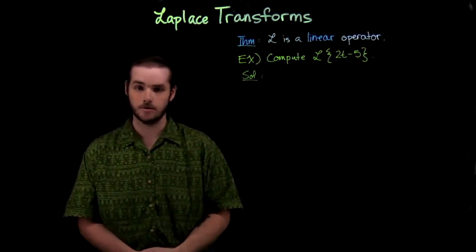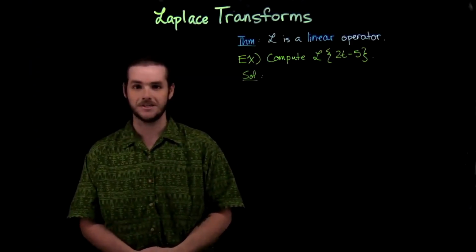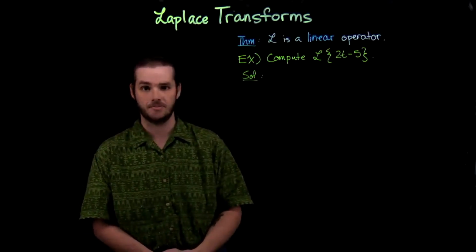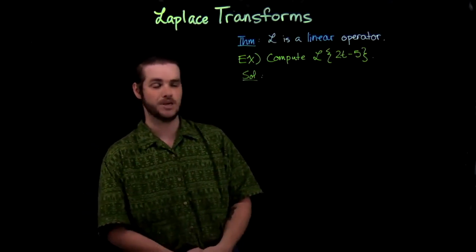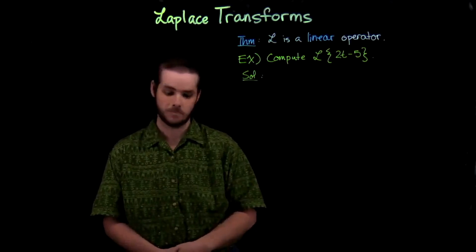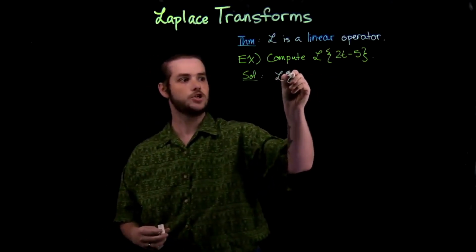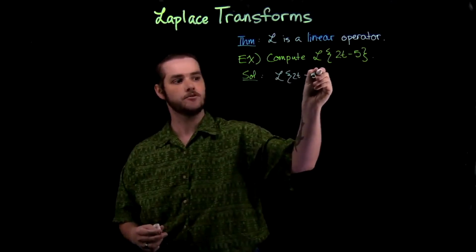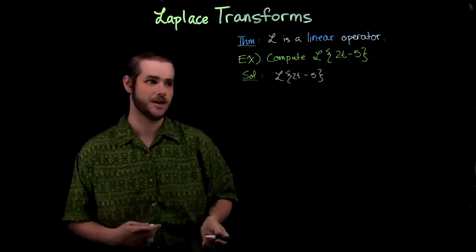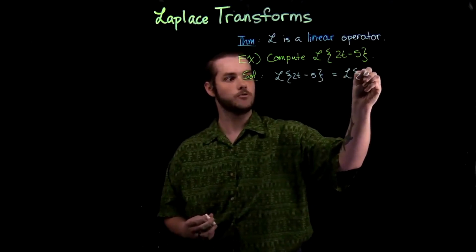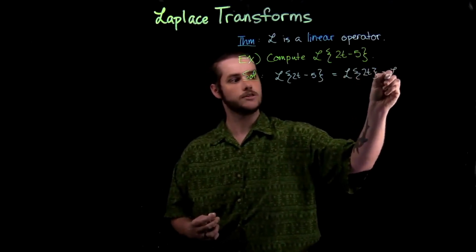Now, because the Laplace transform is an integral at the end of the day, it's actually a linear operator too, which means taking Laplace transforms of more complicated looking expressions isn't always as bad as it might seem. If I wanted to take the Laplace transform of 2t minus 5, for example, because it's linear, I can split it over the subtraction and just take the Laplace transform of 2t, subtract the transform of 5.